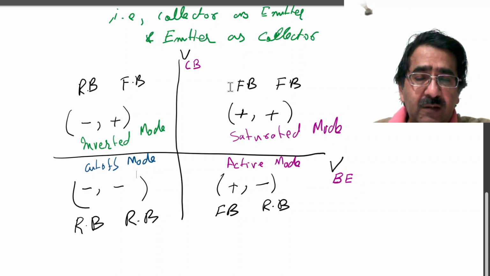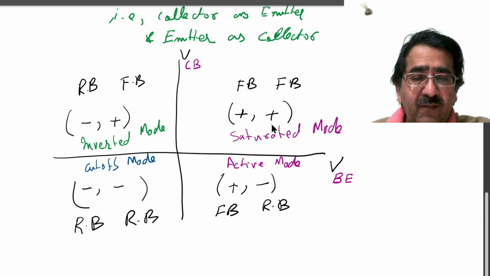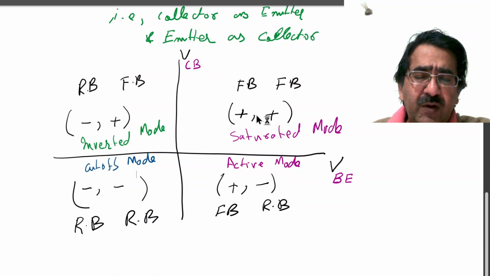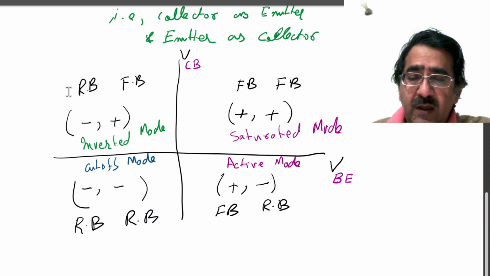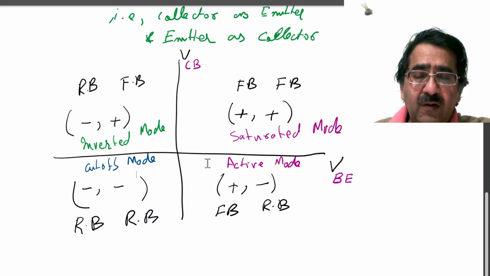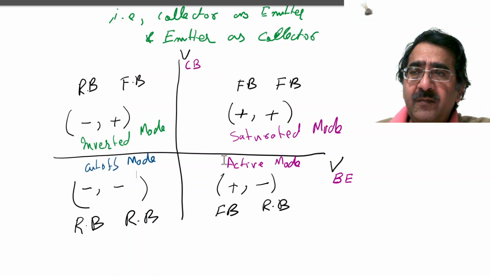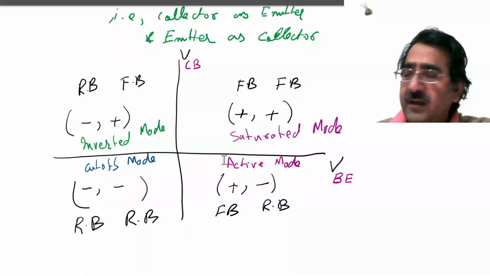In this mode both junctions are forward biased, and what will the input characteristic and the output characteristic be? I will discuss the output characteristic for this mode of the transistor. In this case, this is the inverted mode of the active mode. For today it is enough for this topic. Now we will discuss the output characteristic of the common base transistor in our next lecture.